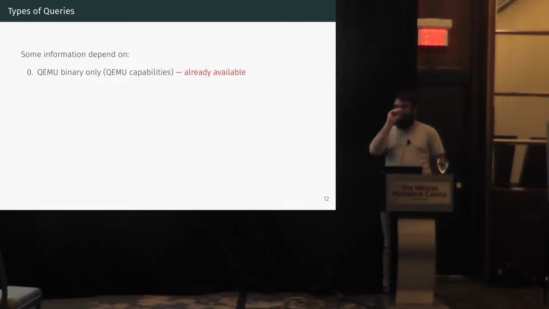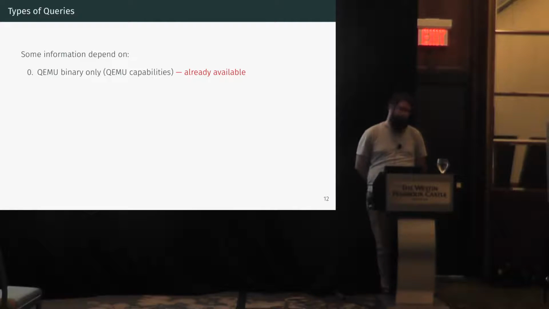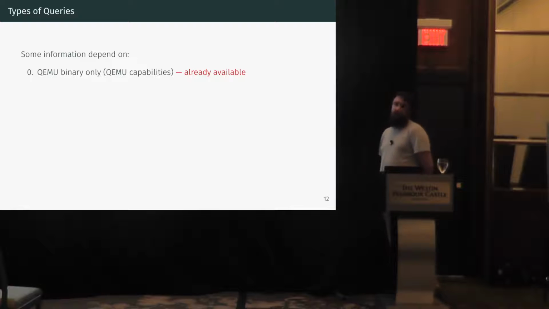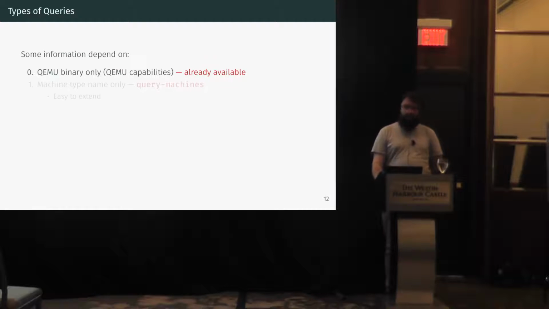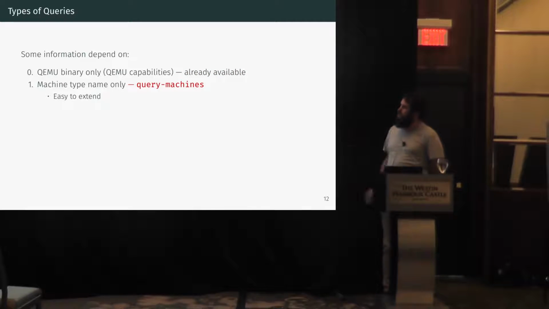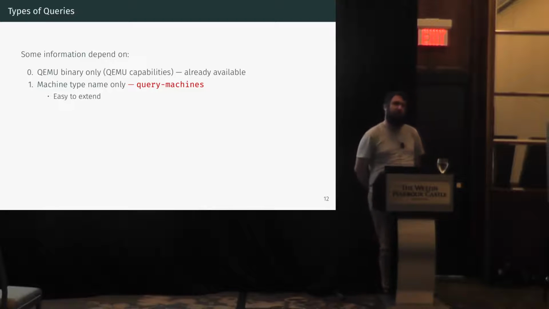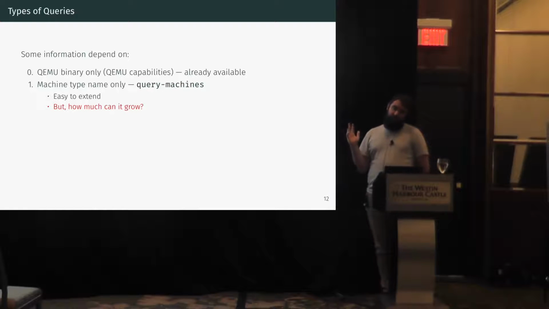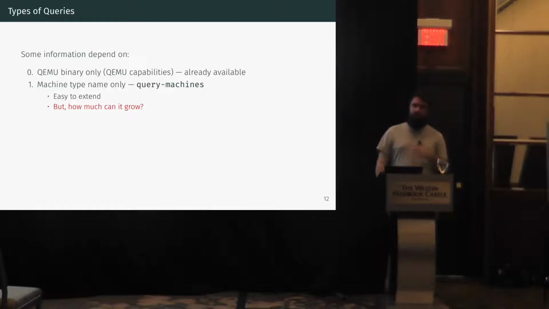So just to summarize what kind of queries you might want to make to QEMU. We can ask for stuff that depends only on the QEMU binary. You want to know what the QEMU binary is capable of doing, which QMP commands are available. You may want to copy a schema, that's what is related to Markus's talk from last year. And this thing is already working. It's already available. Then you might want to ask something that depends only on the machine type name. And we have query-machines, and it's supposed to be easy to extend. I just don't know how much that can grow, but we can still make it grow. I don't know for how long.